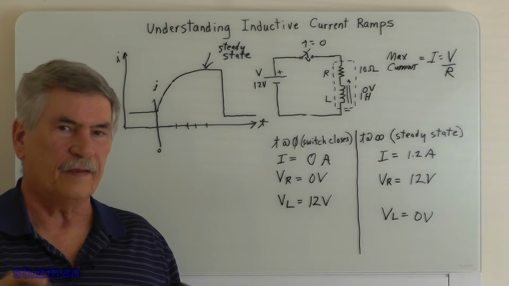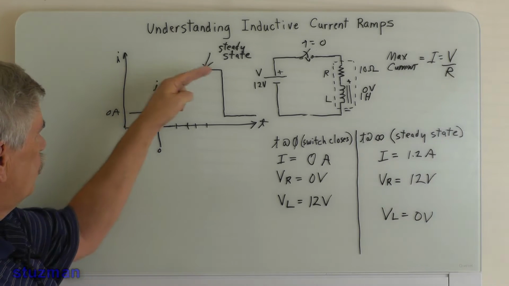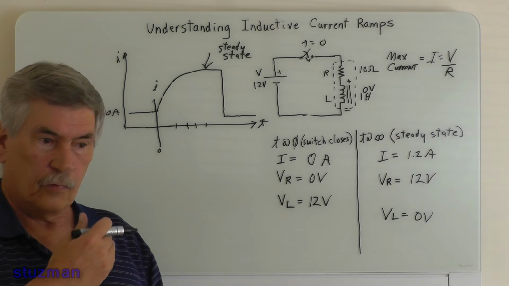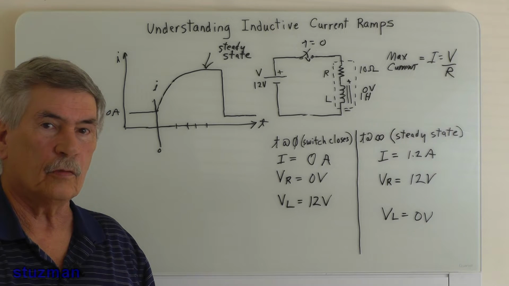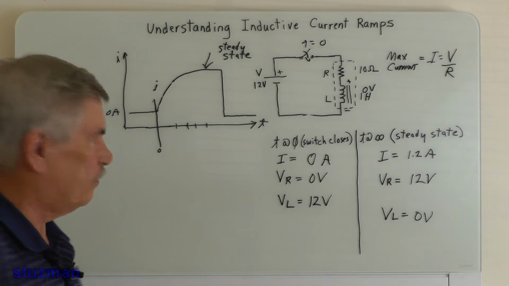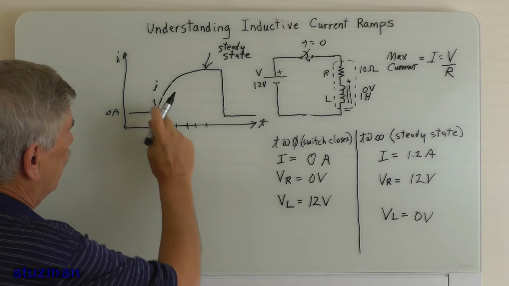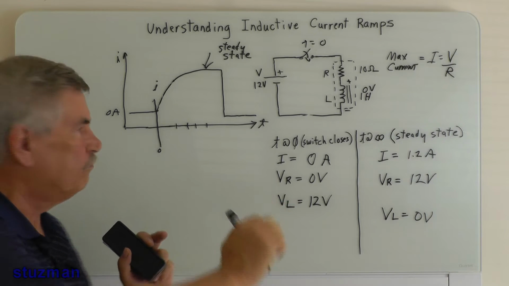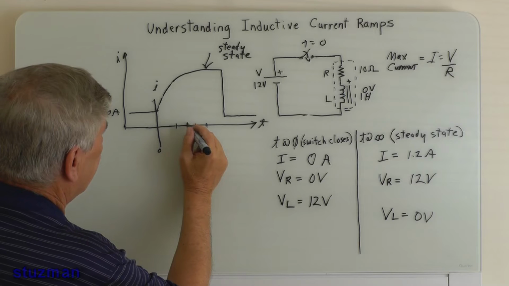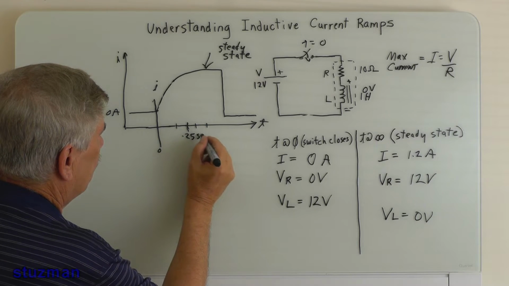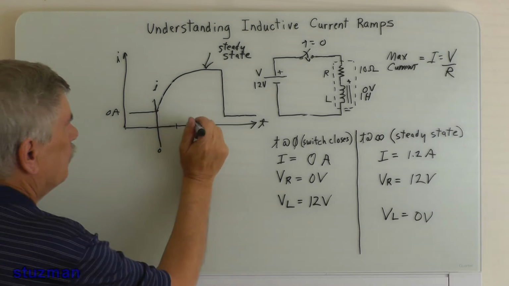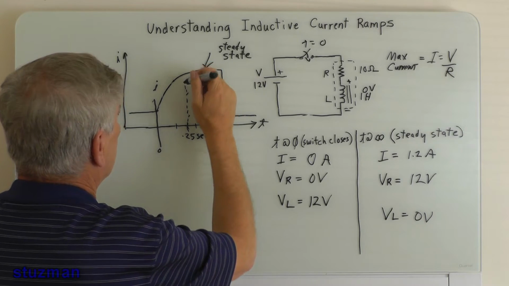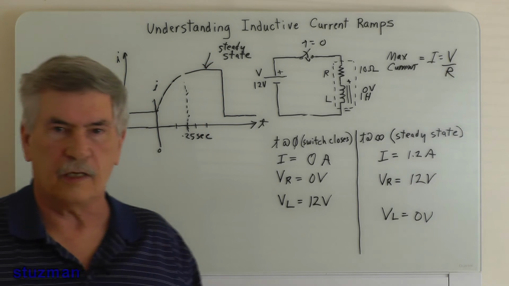Now there's an equation that describes this exponential curve. And with that equation, we can calculate anywhere in time what our current will be. All right, let's use an example. Let's say we're running along here at 0. I close the switch. 0.25 seconds later, let's call it somewhere in here, wherever that turns out to be, I want to know what is the current going to be at 0.25 seconds later?